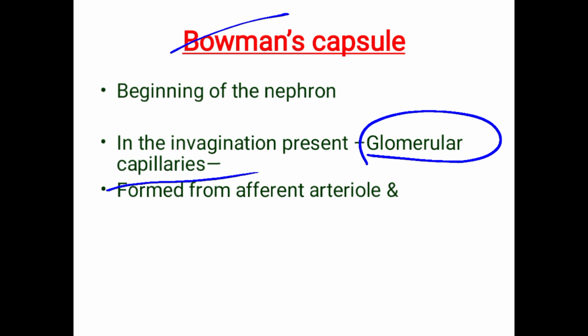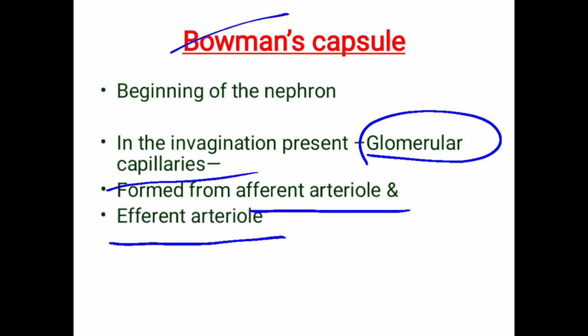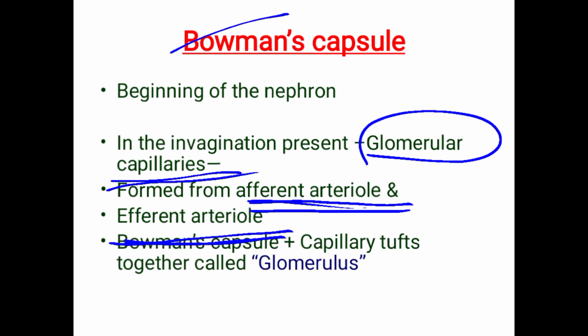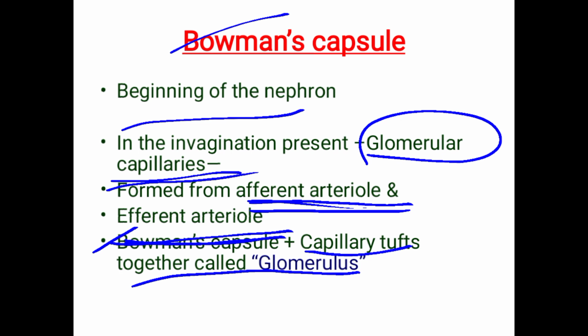The glomerular capillaries are mainly made up of the afferent arteriole and efferent arteriole. The glomerular capillaries means blood vessels, so there are afferent and efferent arterioles. The Bowman's capsule is the beginning of the nephron, and plus the capillaries, together they are called the glomerulus. Understood? So the renal corpuscle is made up of the glomerular capillaries or glomerulus and the Bowman's capsule.